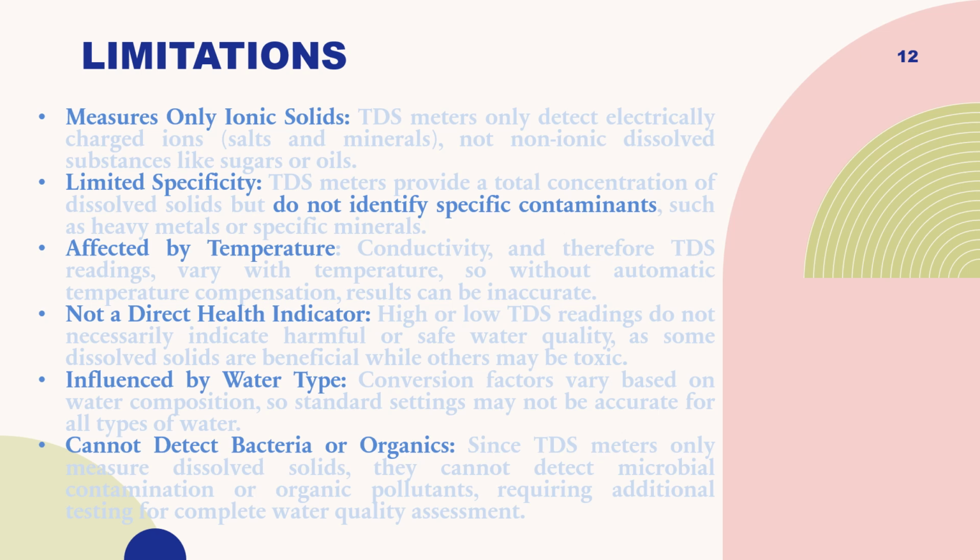Influenced by water type. The conversion factor which we used in our formula varies based on the water composition. So standard settings may not be accurate for all types of water. Cannot detect bacteria or organics. Since TDS meters only measure dissolved solids, they cannot detect microbial contamination or organic pollutants, requiring additional testing for a complete water quality assessment.